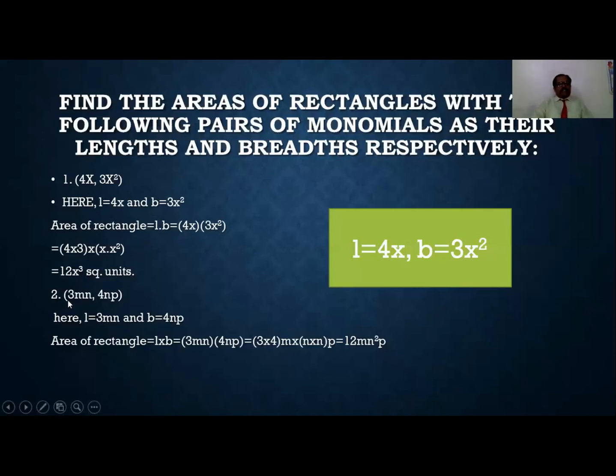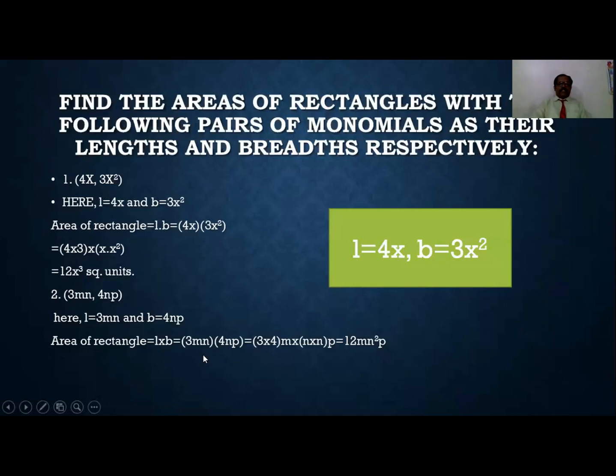One more example taken here. You are given 3mn and 4np as the two monomials. We need to take the multiplication of these two. We need to find the area of the rectangle, as the question is to find areas of rectangles with the following pairs of monomials as the length and breadth respectively. So take the first one as the length and the second monomial as the breadth. Now we need to find the area of the rectangle. By using the formula, area of rectangle is L into B, where L is 3mn and B is 4np.